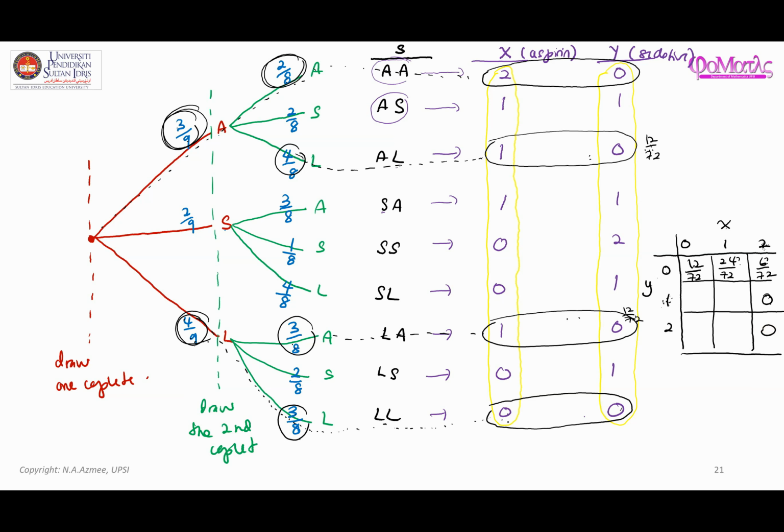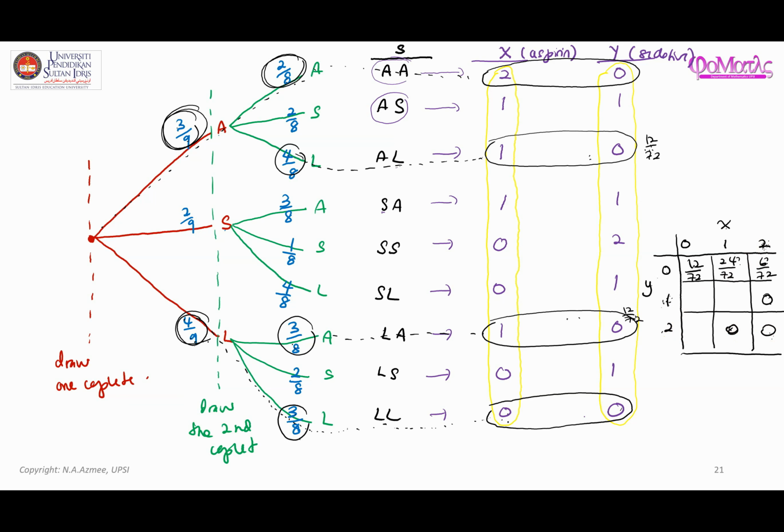Similarly, this is also 0 because here it is essentially saying that you have two aspirins and two sedatives. This event here is not happening, 0, okay? For this one, it is also 0 probability because of the same reason which I have mentioned just now.